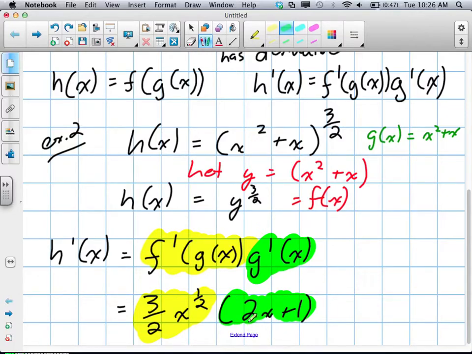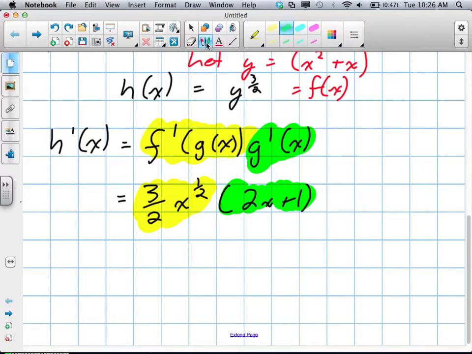If you notice, this is very, very similar to our power of a function rule. Sorry, again, this is a y, that's not an x, that's a y. The y technically represents x squared plus x.